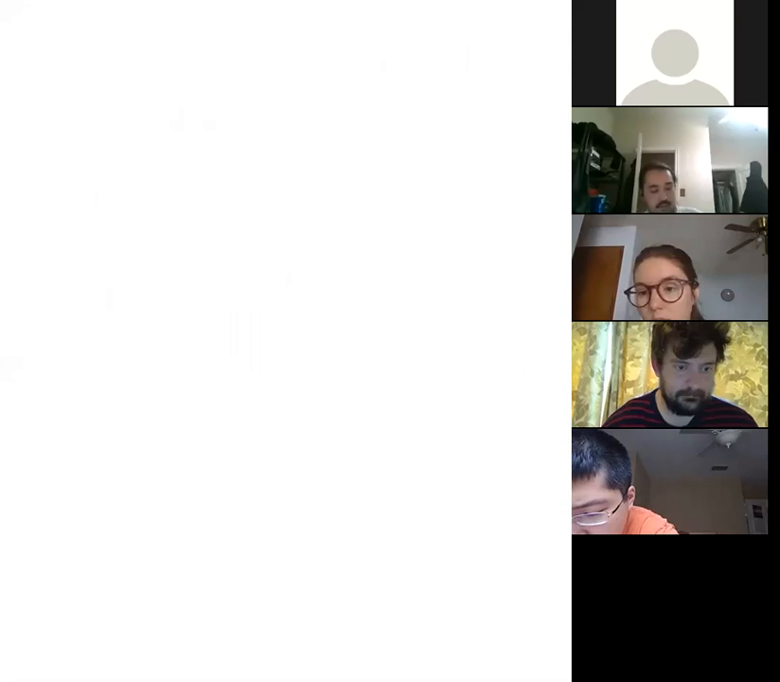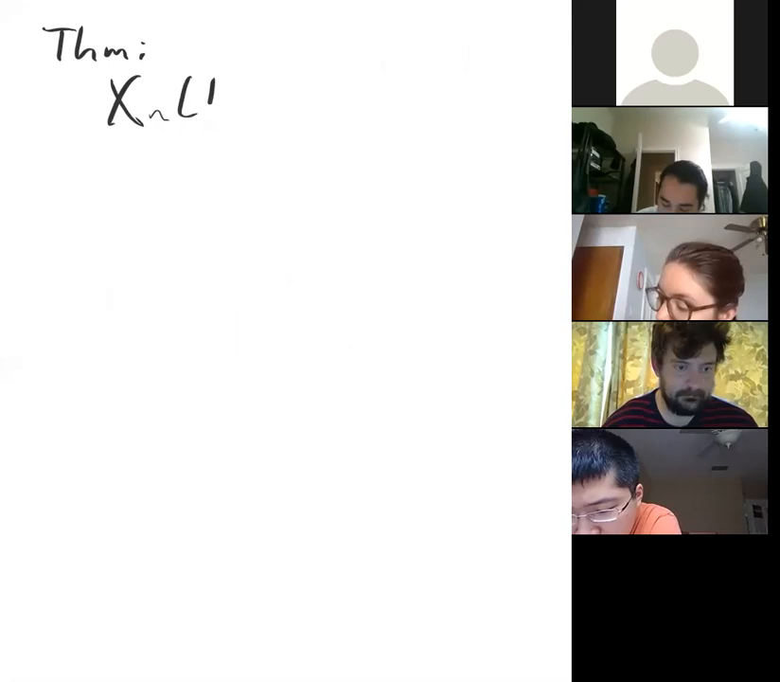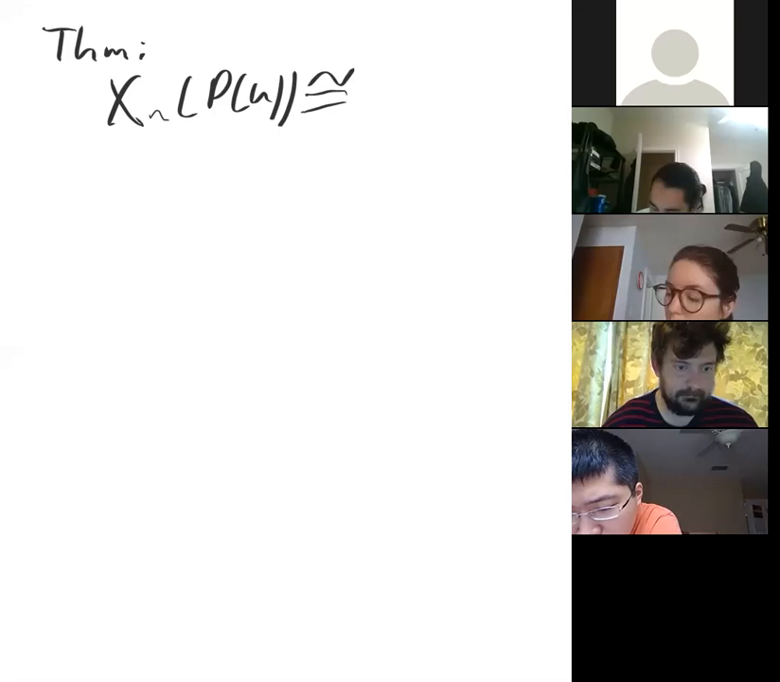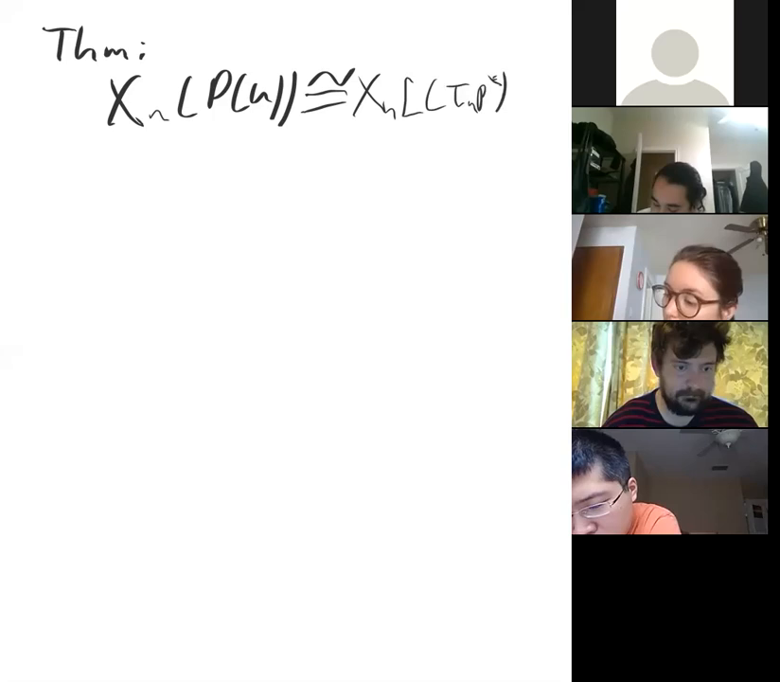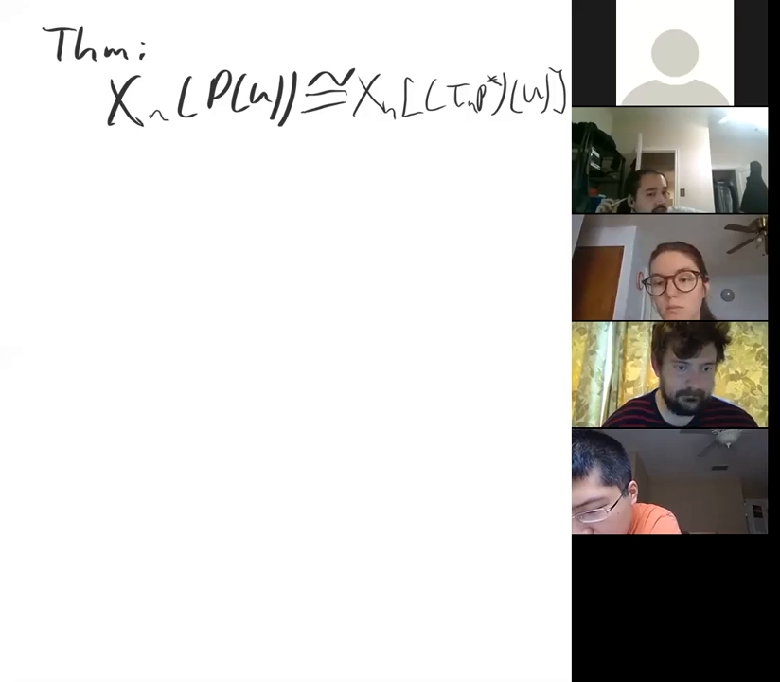the theorem I'm going to state without proving is X_n of P of U is diffeomorphic to X_n of tau_n P star of U. So the main theorem we're focused on is for zero traces, but this is a very straightforward generalization of the main theorem we're going to prove.